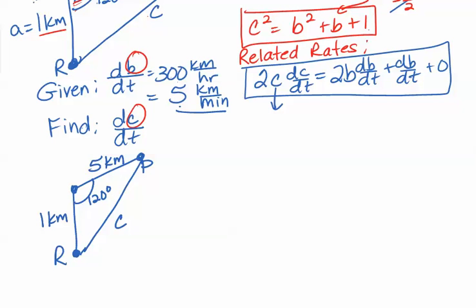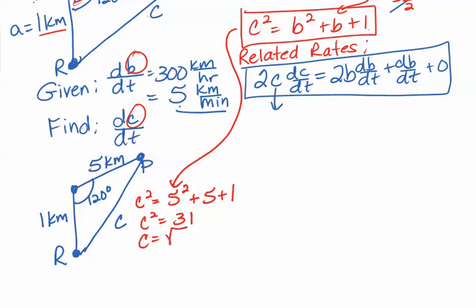We've got our related rates formula already simplified. So we can simply say that c squared is b squared, that's the 5, plus b plus 1. So our c squared should be 31. So c, since it's a distance, we'll keep positive square root of 31. So this is our specific case 1 minute later.